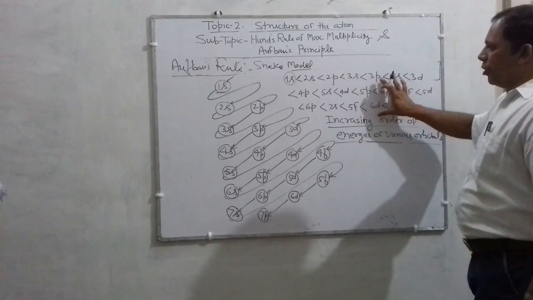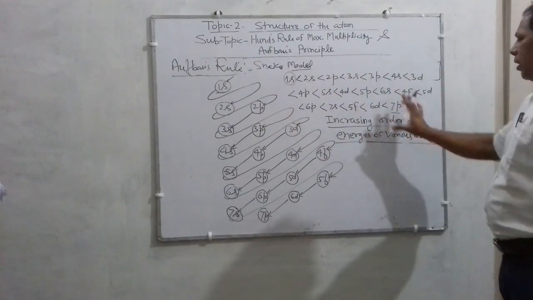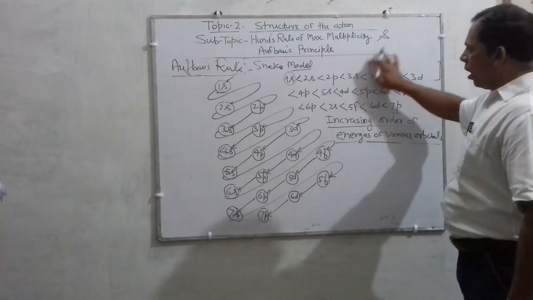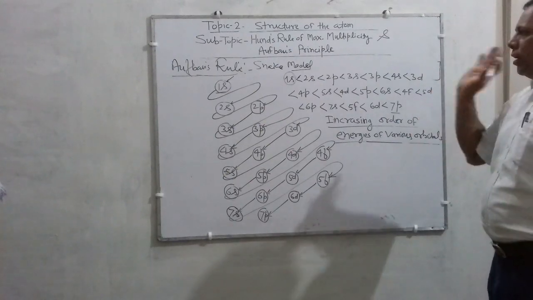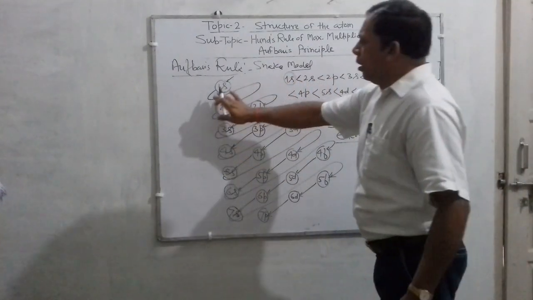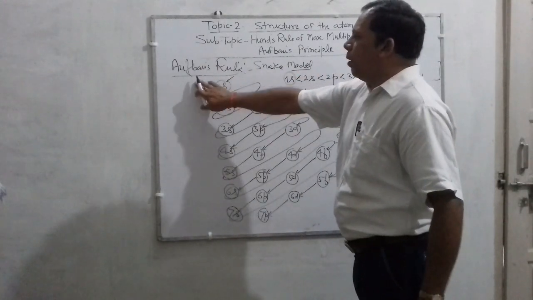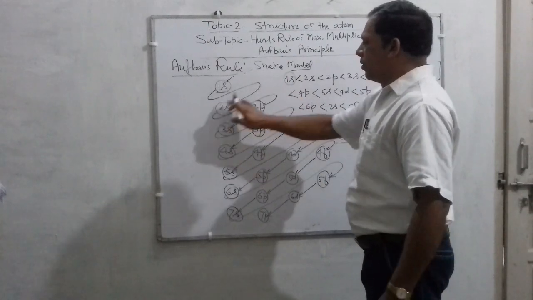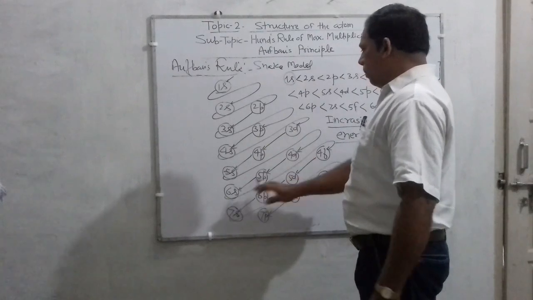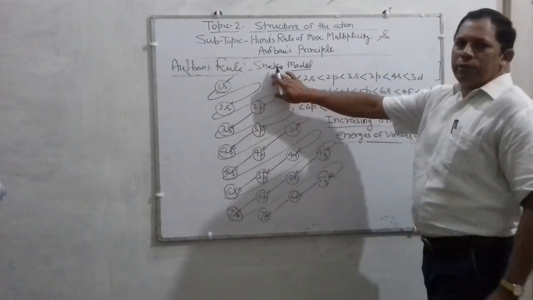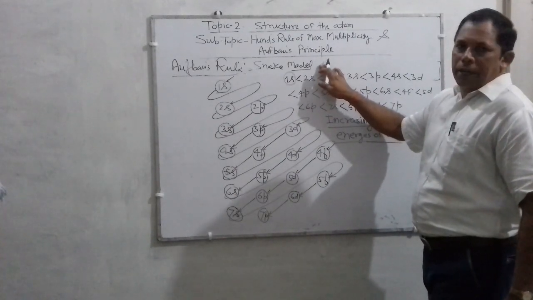This representation is the increasing order of energy of the various orbitals. So in this order, electrons fill the various orbitals. Understood? This model of representation of electrons is the Aufbau rule, and it looks like a snake, a sitting or sleeping snake. So it is also termed the snake model for understanding it in a better way.